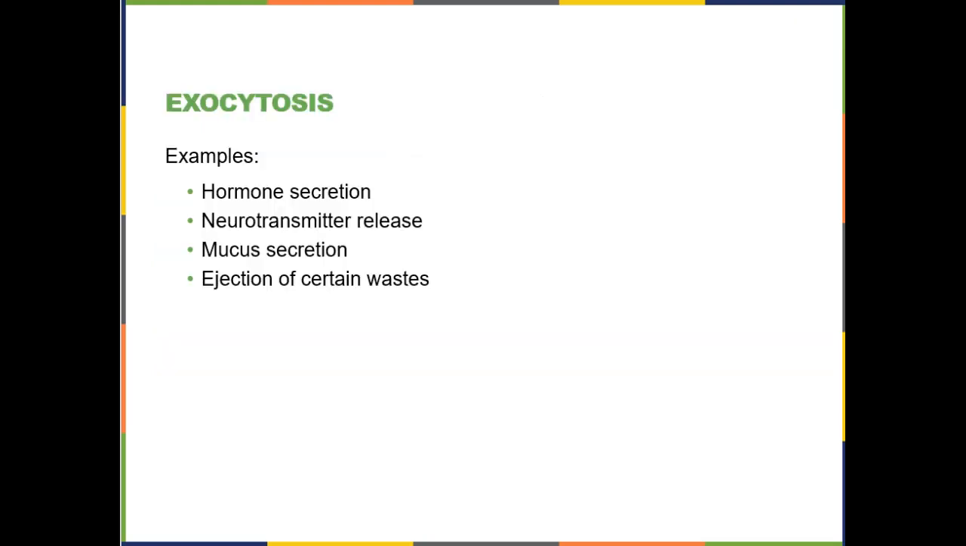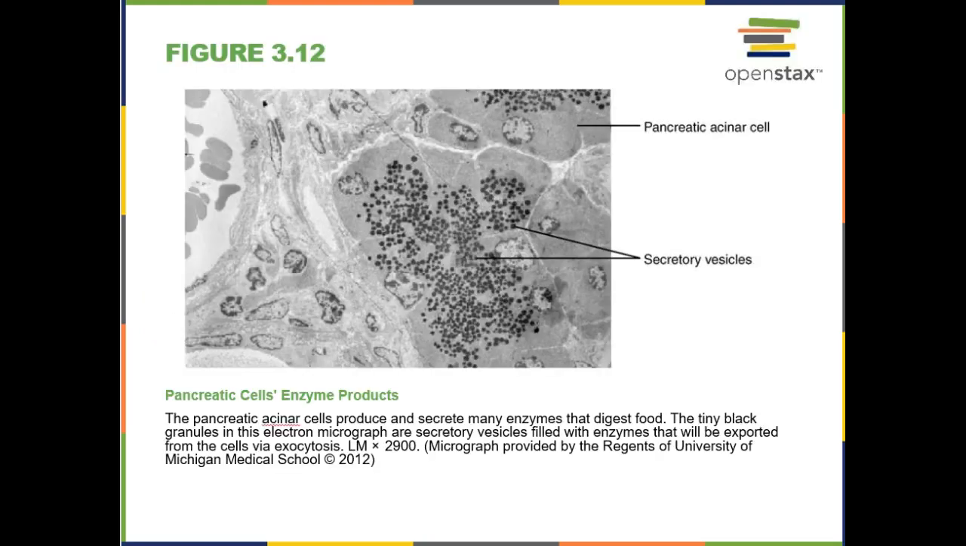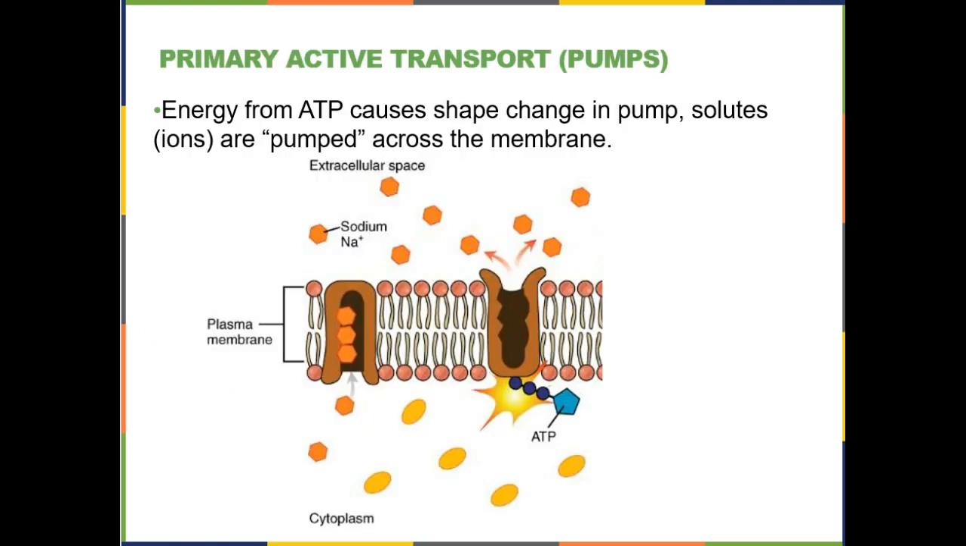So exocytosis is used a lot. This is how your neurotransmitters get released. Some hormones get released that way. Your protein hormones get released that way, and certain waste products. Let's see, we don't care about that slide. Let's skip it. Then we are into primary active transport, or pumps.